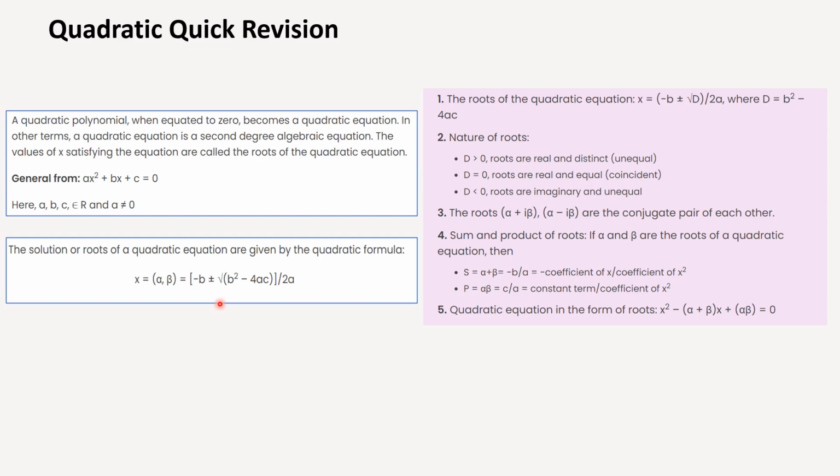And then to check the nature of roots, we use the discriminant, D equal to b square minus 4ac. We find the value of b square minus 4ac, and if it is positive, greater than 0, it means that roots are real and distinct. But if b square minus 4ac, or D, is equal to 0, it means that roots are real and equal. So both roots will be equal.